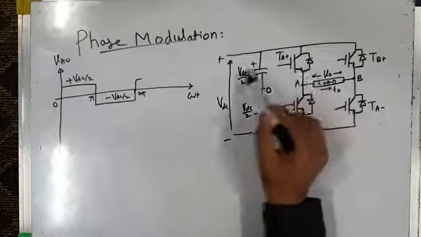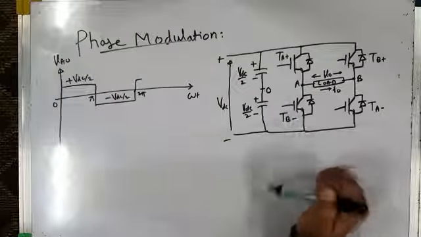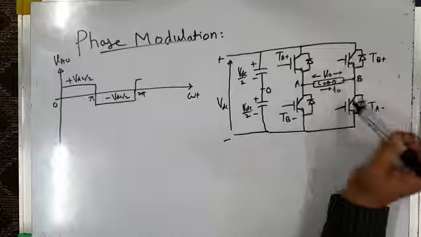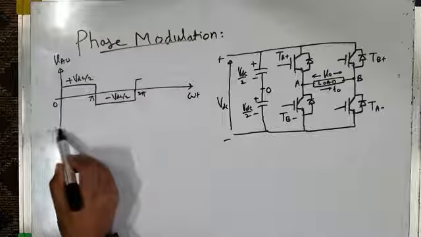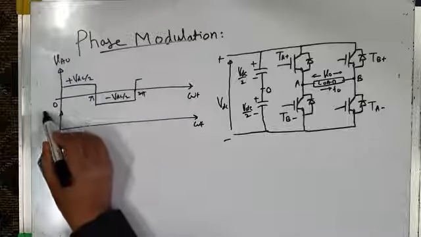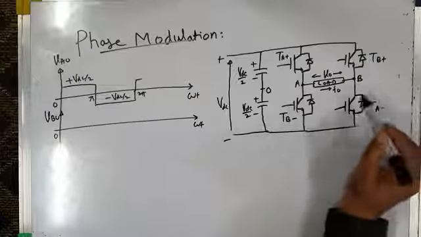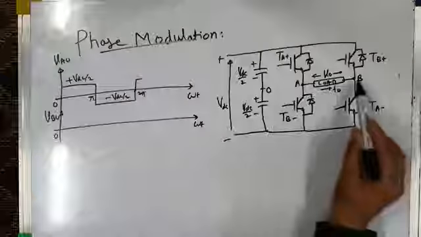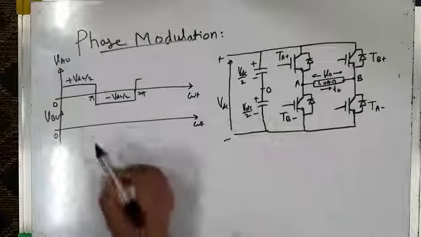So VAO is plus VDC by 2 when TA plus is on, and it is minus VDC by 2 when TB minus is on. Let us consider this arm. In this arm, the upper switch or lower switch can be on. So in the second arm, I can have pole voltage VBO like this. What I will do, I will put this TA minus switch on. When TA minus is turned on from 0 to pi, B gets connected to the negative DC bus, and VBO is minus VDC by 2.